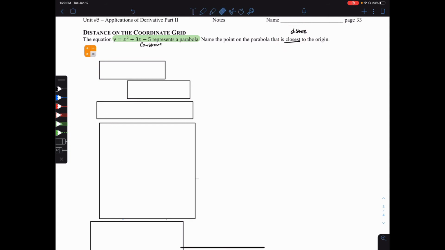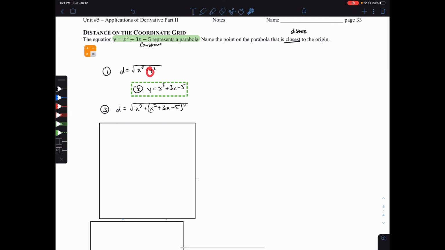So our main equation here is going to be the distance formula. The Pythagorean theorem, if you will, solve for d. Our constraint, we were given explicitly without doing any work. Step 3 is to try to make this into one variable. So I'm going to replace y here with this mess, and that gives me this. I don't want to multiply this out. And I don't have to because I'm going to use a calculator for this.